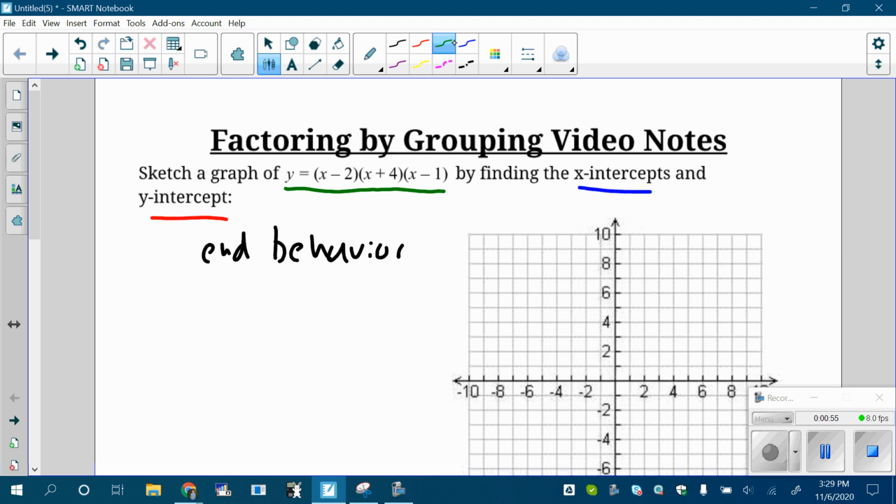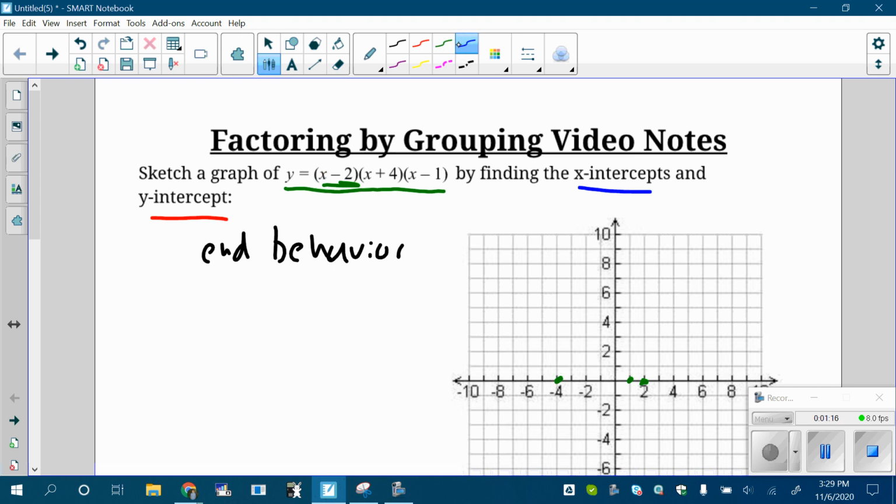Remember, each factor, we just flip-flop it to figure out the x-intercepts. So since we have x minus 2 as a factor, 2 is an x-intercept. Since we have x plus 4 as a factor, negative 4 is an x-intercept. And since we have x minus 1 as a factor, 1 is an x-intercept. So we have all of our x-intercepts.